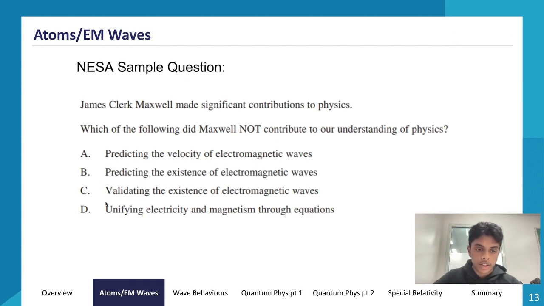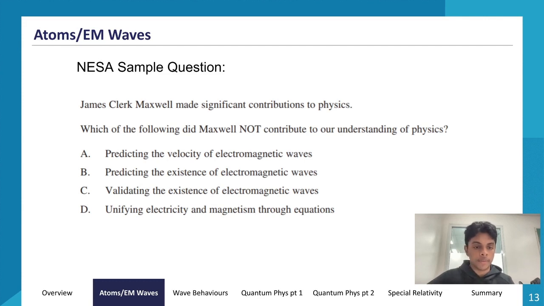Now let's go to C. Validating the existence of electromagnetic waves. Did he validate the existence of electromagnetic waves? As in, did he conduct experiments to prove that they existed? Well, the answer to that is no. He only predicted the existence of electromagnetic waves, but he never conducted experiments to prove that they existed, or he was unable to prove that they existed. So he did not contribute that to our understanding of physics. So in this case, the answer would be C.